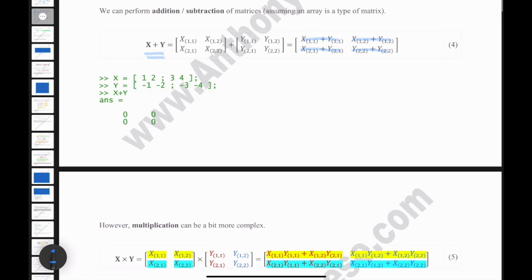Here is a MATLAB example. We have one matrix X, another matrix Y, both of them being 2 by 2 matrices, and so we can add the two together and it ends up giving us a 0 because one is simply the same as the other except multiplied by -1. We're not going to talk too much about performing these operations by hand. However, I will show you in very brief terms how to do that.